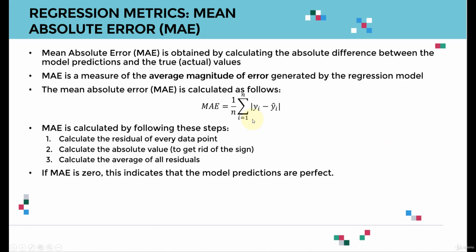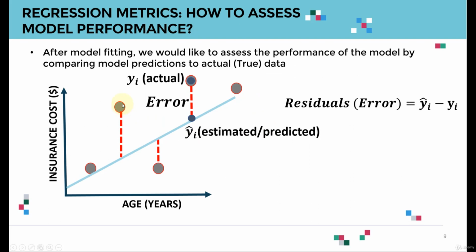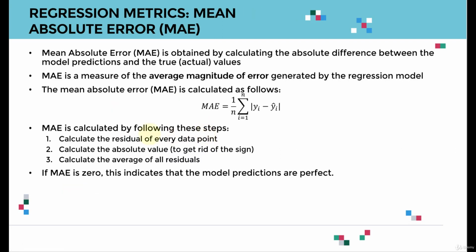What we do afterwards is sum all that error up. We calculate the error, take the absolute value, and sum them all up. Then we obtain the average, or the mean, and that's why it's called mean absolute error, or MAE for short. Again, very simple, very straightforward. We sum up all the errors and divide by n, which is the total number of points or samples. So MAE is a measure of the average magnitude of the error generated by the regression model.